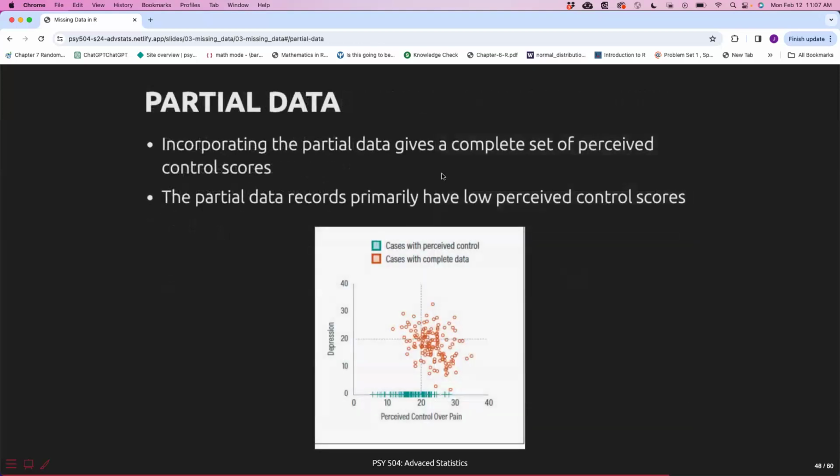So what we want to do is incorporate that partial data that we have. We have perceived control data, right? That's complete, so we want to include that back into the analysis. And we know that the perceived control values that are missing are low in nature.